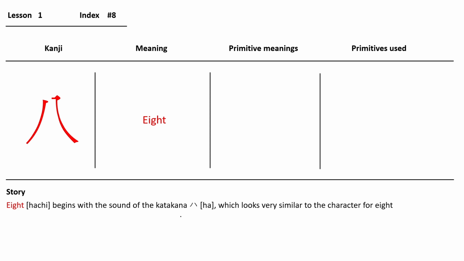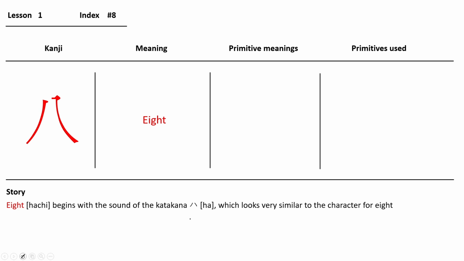But here, as we said, number 8 is pronounced hachi, which begins with the sound of the katakana ha. And as you can see, ha looks very similar to the character 8, the Japanese character that means 8. So maybe if you don't know these things, it might get, again, a bit confusing. But just remember that the katakana for ha looks like this. It's called hachi, and hachi is 8, and it also looks like the katakana for ha.